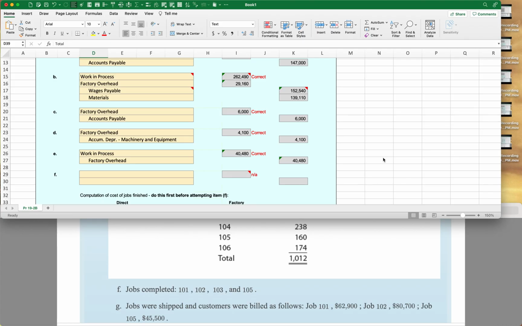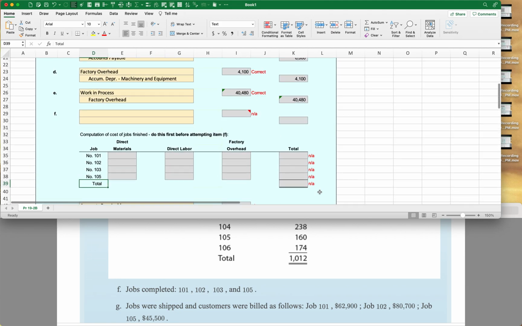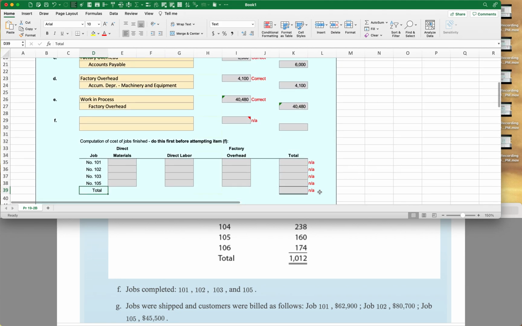All right. In the next step, item F, they tell us jobs have been completed. 101, 102, 103, and 105 have been completed. And they want us to record the completion of these jobs somehow. Before we get that far, though, what we need to do is compute these components for item F individually for these jobs, and then we can see what we need to do with the journal entry.